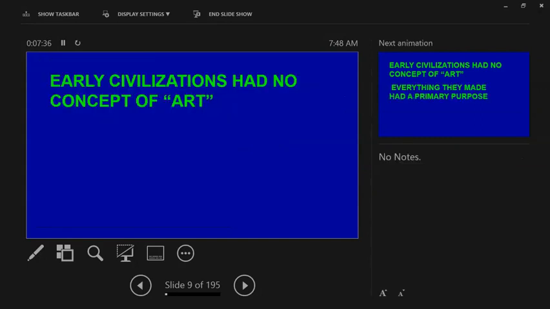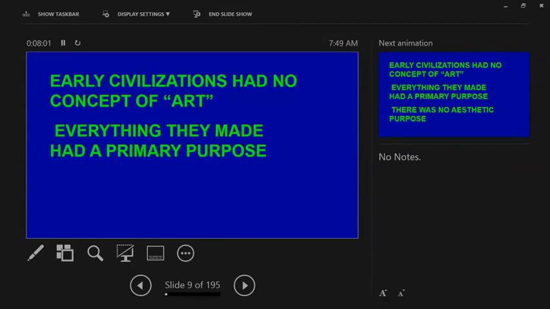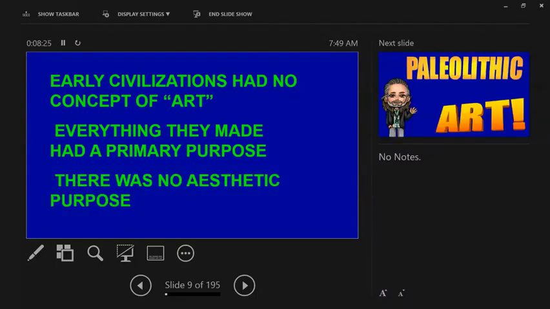So these early civilizations had no concept of art, and everything they made had a primary purpose. Right? And there was no aesthetic purpose. Does everybody know what aesthetic means? Aesthetic is how something looks.